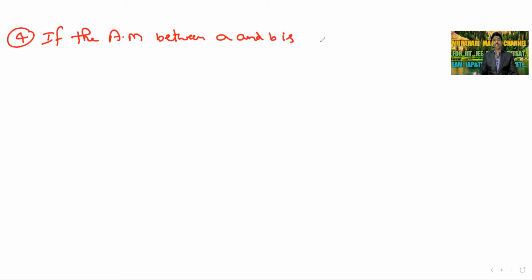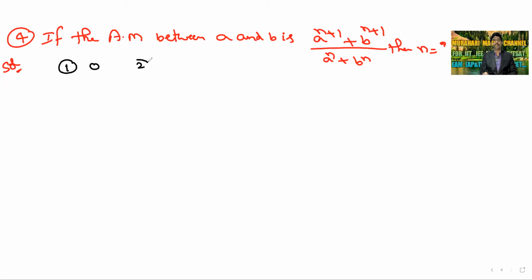Okay, now I am going to explain question number 4. If the arithmetic mean between A and B is (A to the power n plus 1 plus B to the power n plus 1) by (A to the power n plus B to the power n), then we have to find the n value. So options are given. First option 0, second option 1, third option -1, fourth option -1/2.